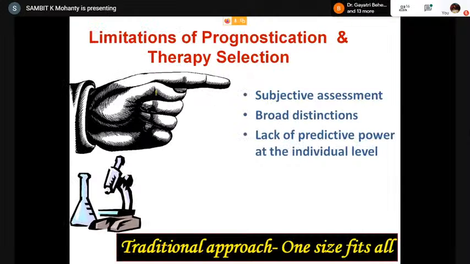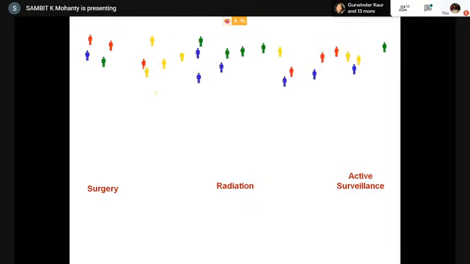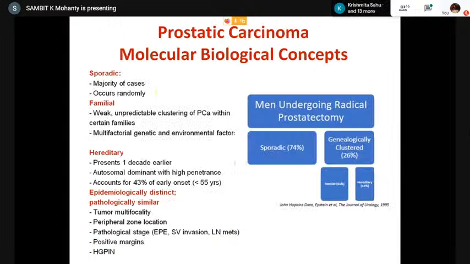So from a traditional one-size-fits-all or blockbuster approach of subjective assessment and broad distinction, we are in a phase where the patient usually falls into radical prostatectomy, radiation, or active surveillance. So we are more into the molecular biological concepts of prostate cancer. Majority are sporadic, they occur randomly. There is a weak, unpredictable clustering of prostate cancer within certain families, and because the inheritance pattern is not very strong, it could be multifactorial, genetic, and environmental.